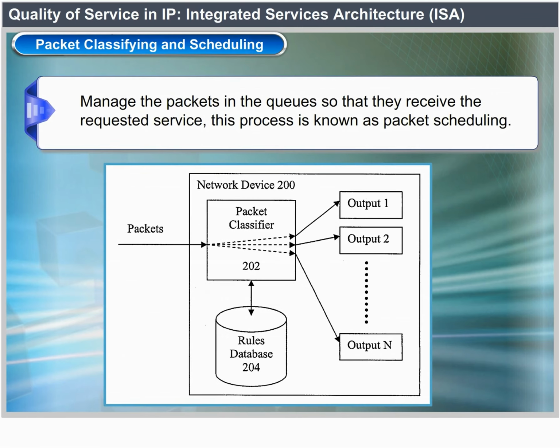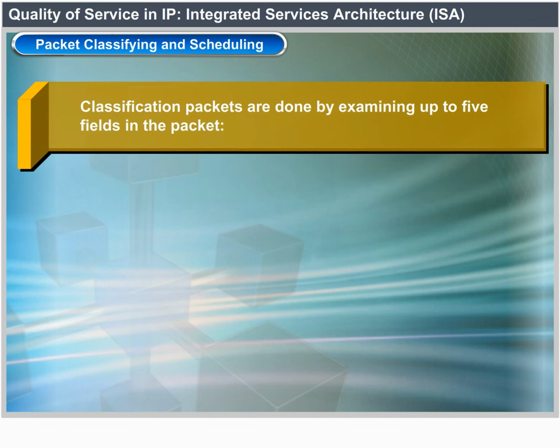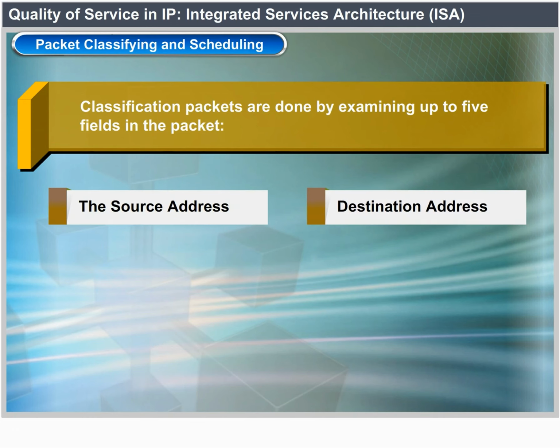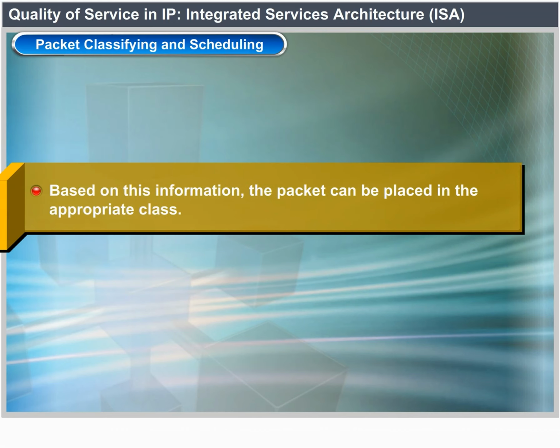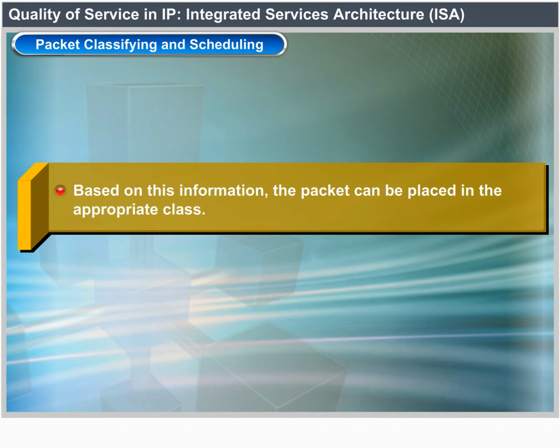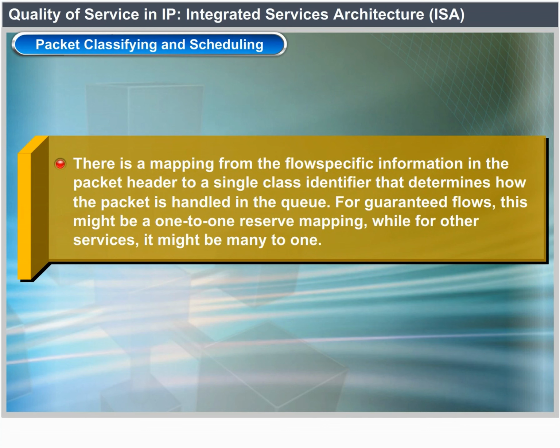The first part is done by examining up to 5 fields in the packet: the source address, destination address, protocol number, source port, and destination port. Based on this information, the packet can be placed in the appropriate class. There is a mapping from the flow-specific information in the packet header to a single class identifier that determines how the packet is handled in the queue. For guaranteed flows, this might be a one-to-one mapping, while for other services, it might be many-to-one.